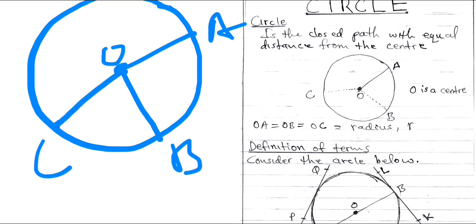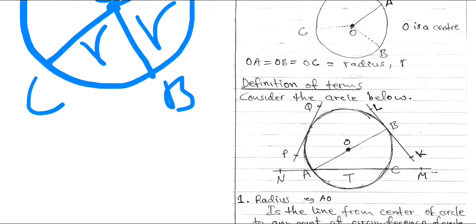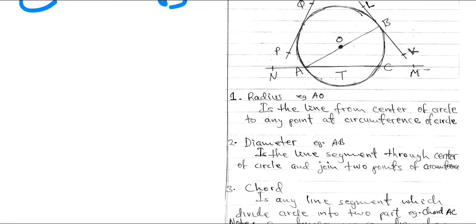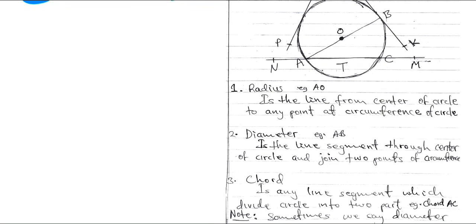As you see here, this one is the center of a cycle, this is the point of the circumference of a cycle. So the distance from this one to this one is what we call the radius. Even the distance from this one to this one is what we call the radius, and this one is also called radius. It is always represented by the small letter r. So what is a radius? Radius is the distance from the center of a cycle to the point of the circumference of a cycle.